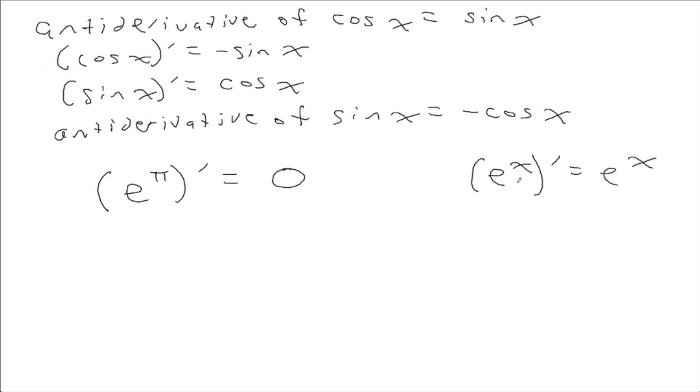So that was something else that was giving us some trouble on that last problem. The exponential rule only works when the exponent is a variable. It doesn't work when the exponent is a constant. If the exponent's a constant, then the derivative is just 0.